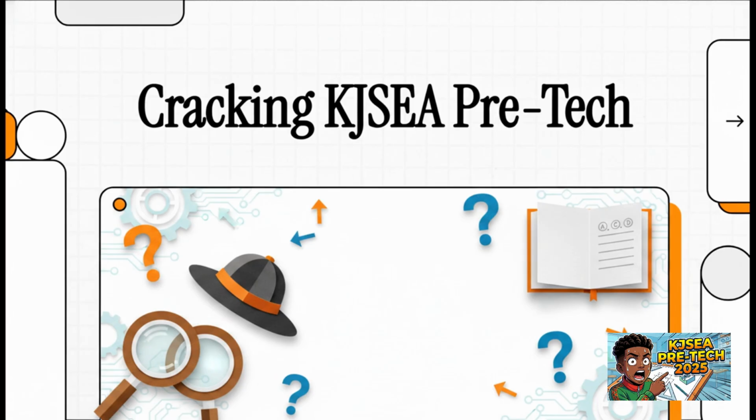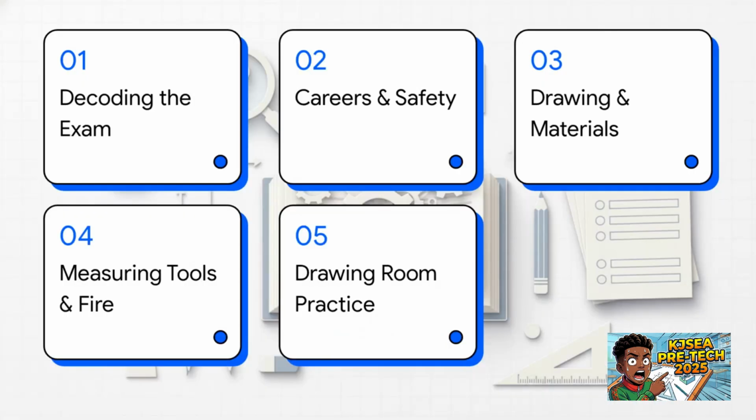By the end of this, you're going to know exactly how to hunt down the right answers for the first 10 questions of this exam with absolute confidence. Let's get into it. Here's our map for today's investigation. We'll start by decoding the exam methodology, then sweep right through careers and workshop safety. After that, we'll hit technical drawing and materials, size things up with measuring tools and fire safety, and finally, we'll wrap up by mastering drawing room practice.